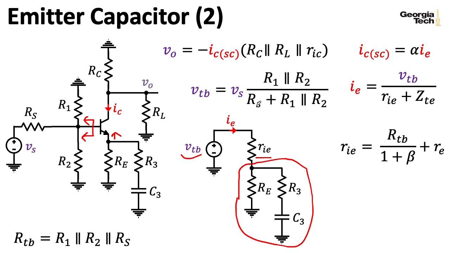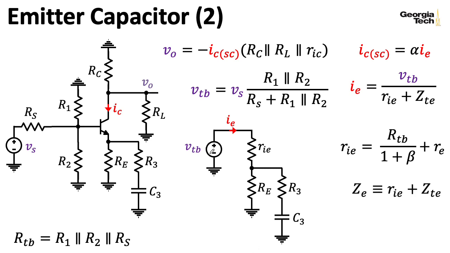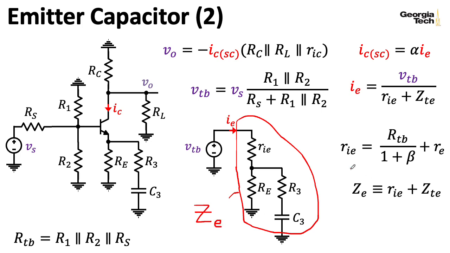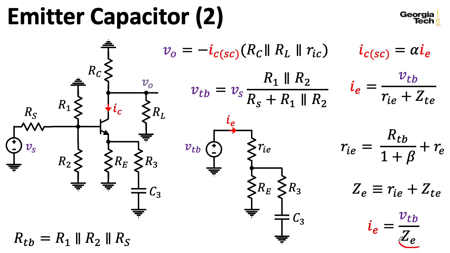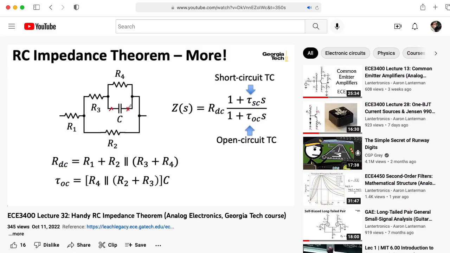VTB can be computed from this voltage divider that we've seen over and over. So for convenience, let me define this entire impedance here, this RIE in series with RE in parallel with R3 in series with C3, let me define that whole thing as capital Z subscript E. So that's given here. So I could rewrite IE as VTB over ZE. So here's the main point. If you take this expression and this expression and this expression and this expression and pile them all together, the only thing that really has a frequency dependence in it is this reciprocal ZE here. So if we know the form of the transfer function we're looking for and are just trying to fill in the details, we can focus on ZE. To analyze this impedance, I'm going to use this handy RC impedance theorem from a couple of lectures ago.